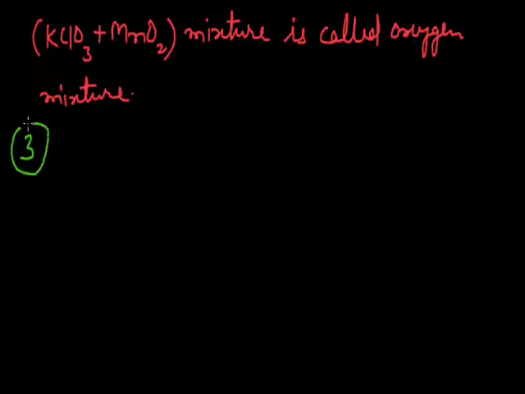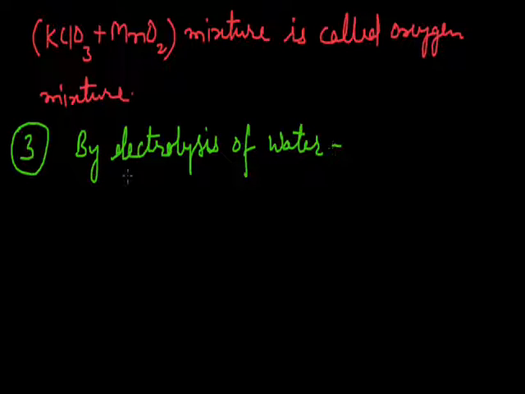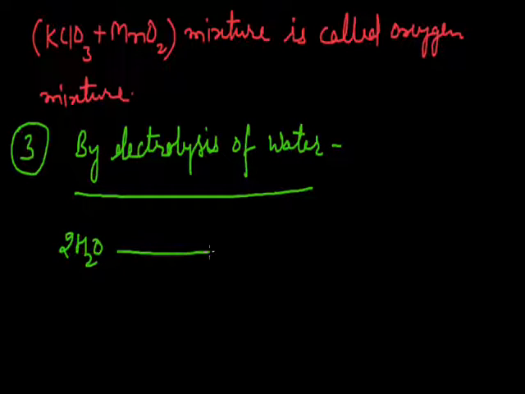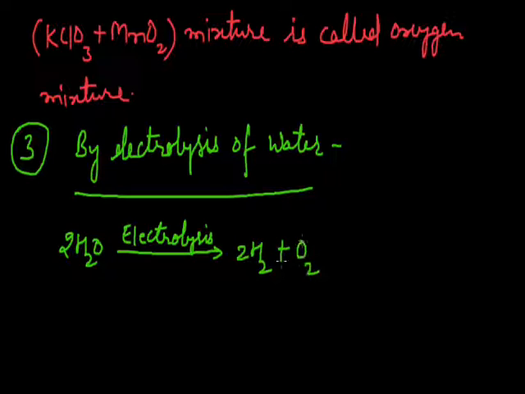Another method of preparation of oxygen is by electrolysis of water. Water on electrolysis produces hydrogen and oxygen gas. Also, it is obtained on large scale by fractional distillation of air.